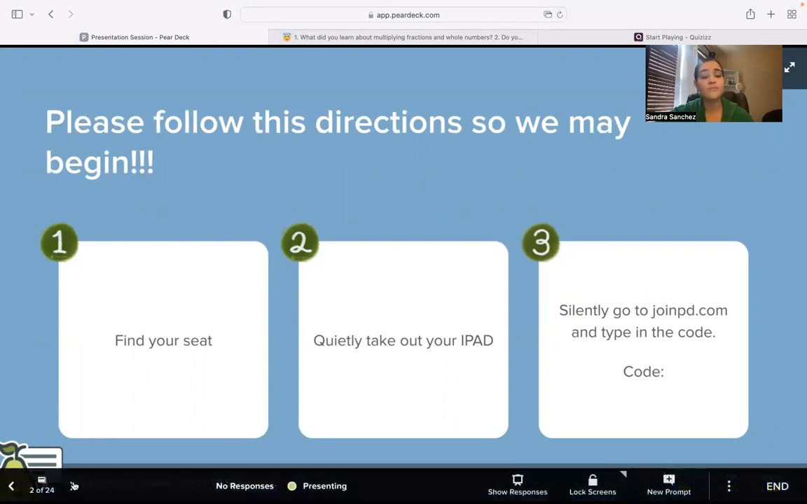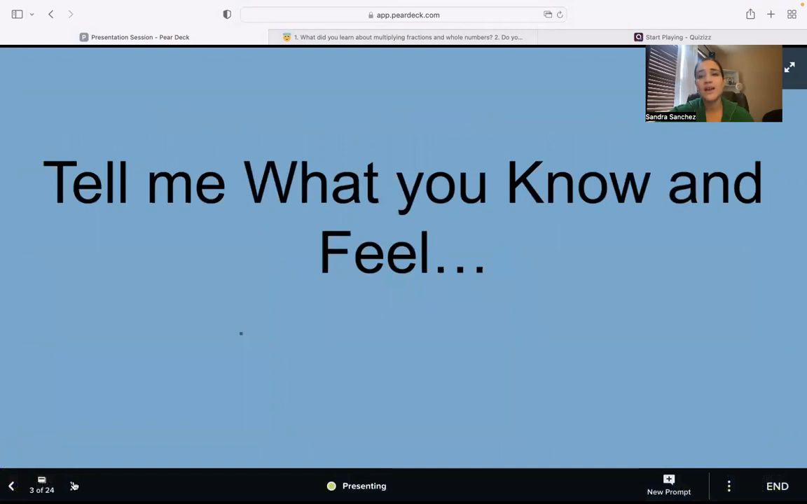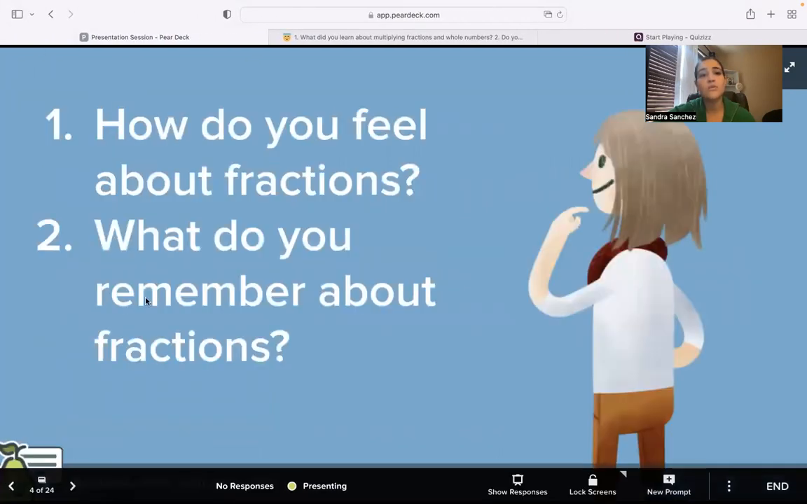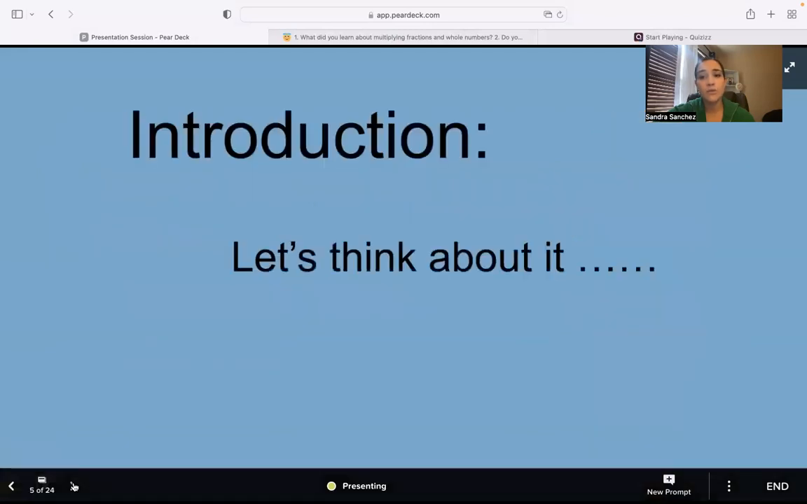Before the whole lesson starts, I like to know the prior knowledge and how they feel about a certain topic. So using the commenting interactive tool, they will answer the question of how they feel about fractions, but also what they remember about fractions. This will be helpful during our reflective portion of this lesson.